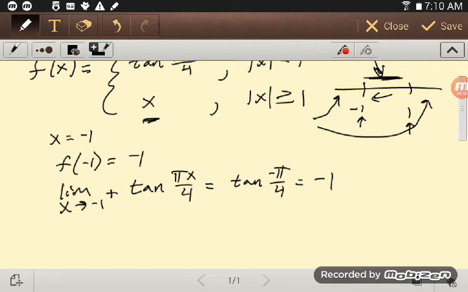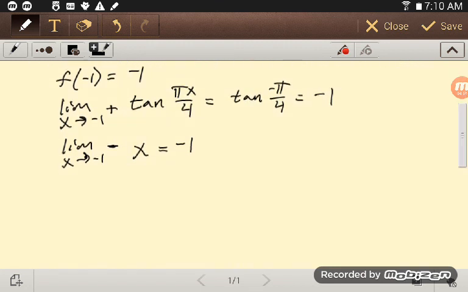and the limit coming from the left, as x goes to -1, of x is also -1. So the limits match and the function is defined there. And so f is continuous at negative 1. How about at x equals 1? Well, same sort of thing.